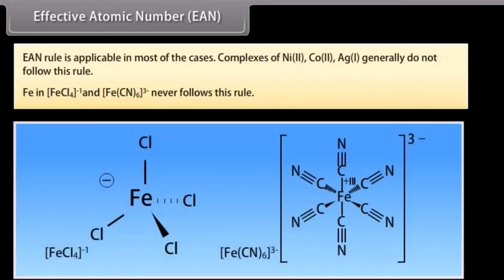EAN rule is applicable in most of the cases. Complexes of Ni2+, Co2+, Ag+ generally do not follow this rule. Fe in [FeCl4]- and [Fe(CN)6]3- also does not follow this rule.